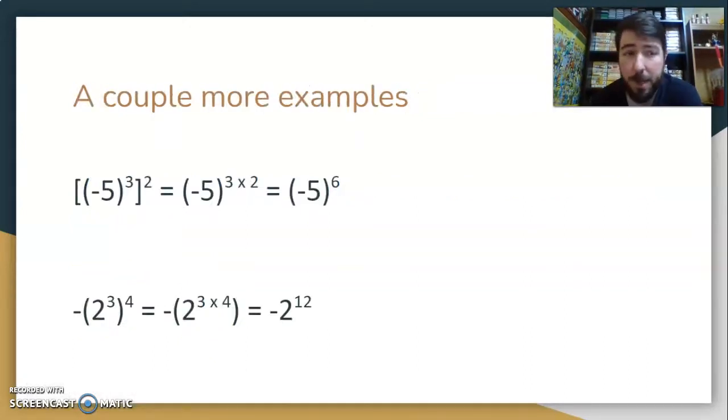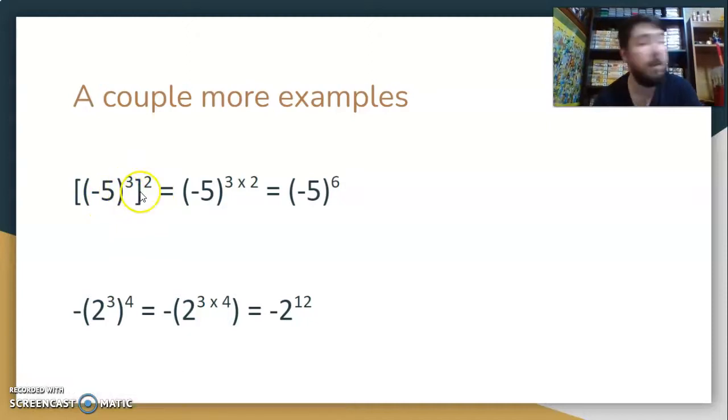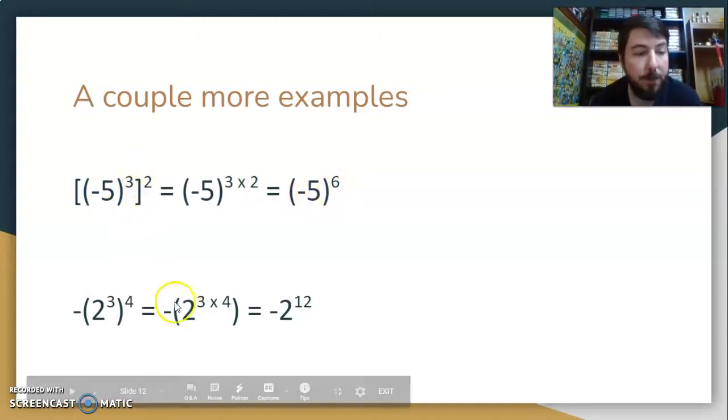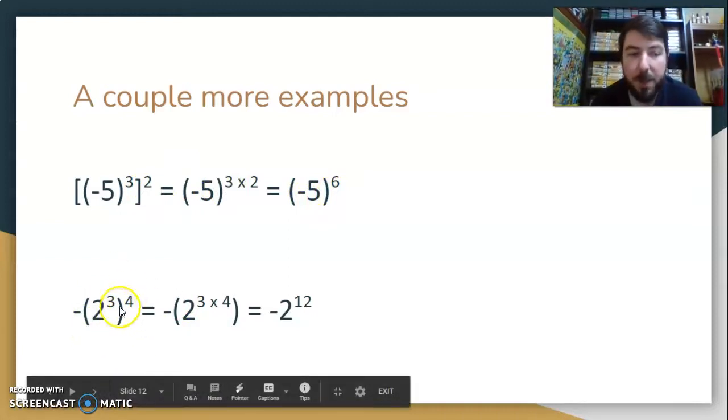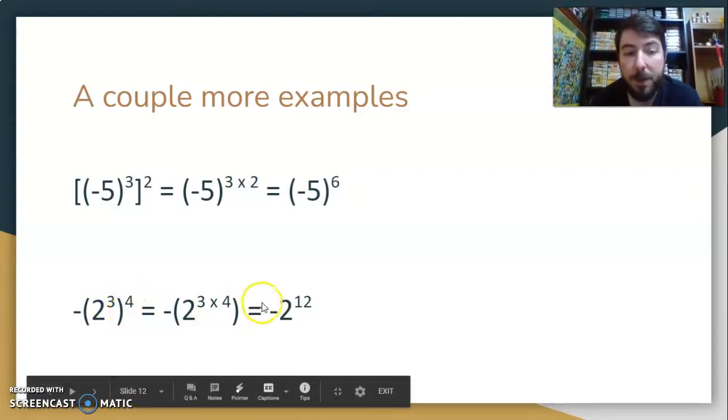So here are a couple more examples. Negative 5 to the power of 3 to the power of 2. We just do 3 times 2, and it equals negative 5 to the power of 6. And then there's another example here. We have an exponent of 3 and then an exponent of 4. So we just multiply 3 times 4 together, and we get negative 2 to the power of 12.